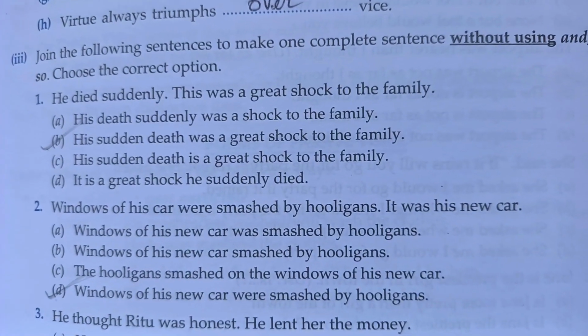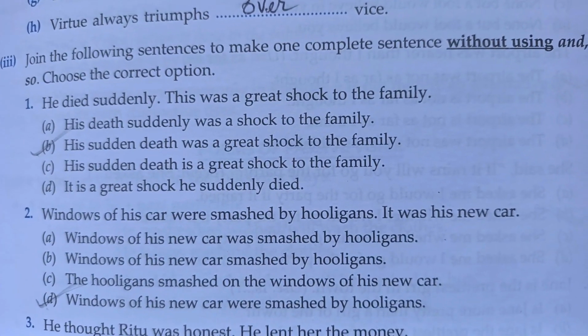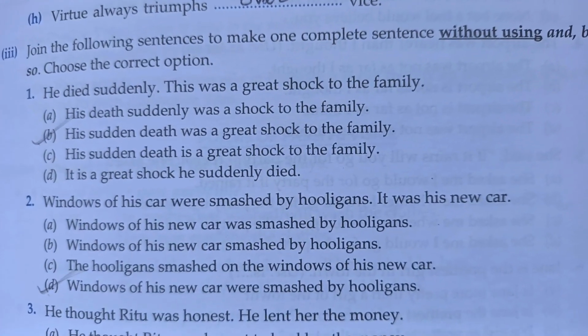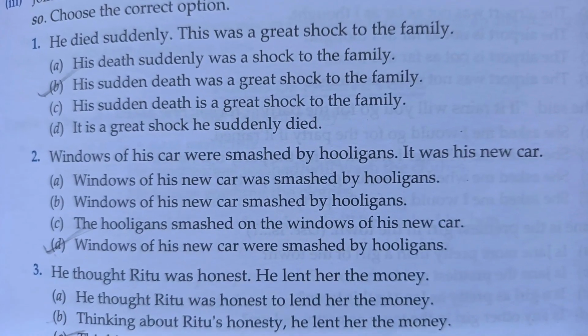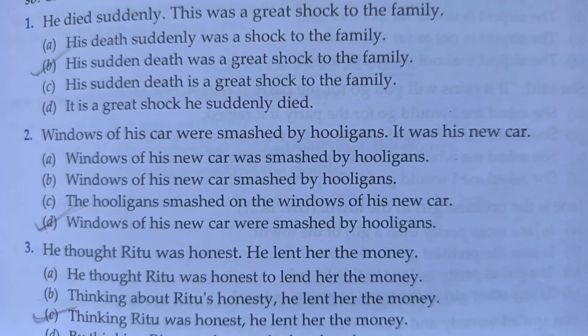Second, windows of his car were smashed by hooligans. It was his new car. So the correct option is D. Windows of his new car were smashed by hooligans.